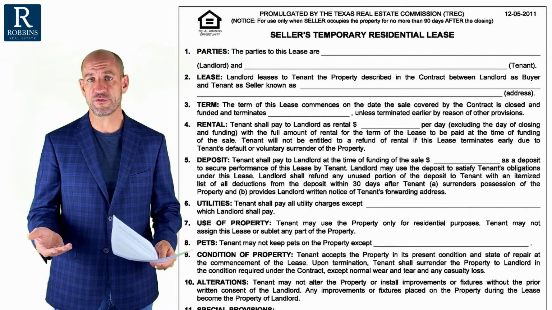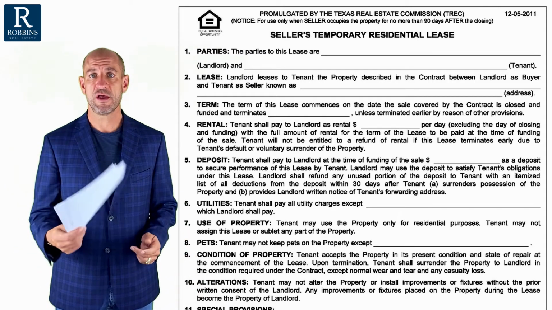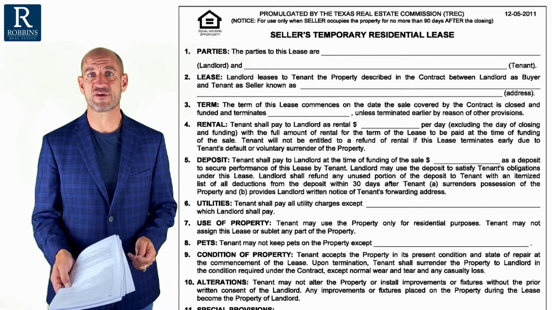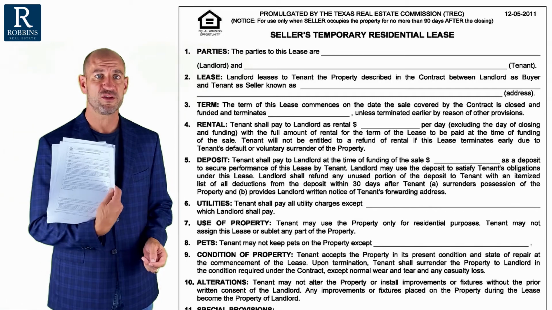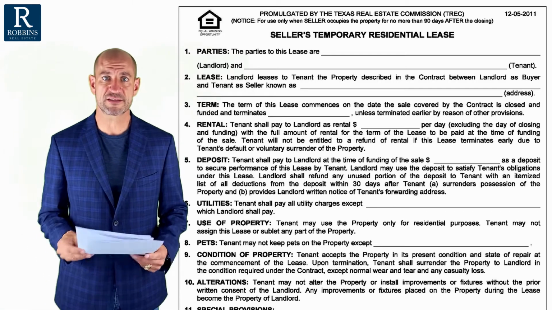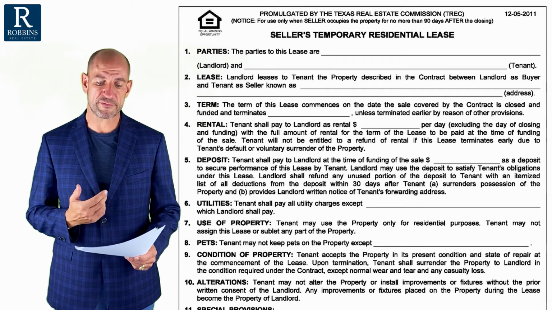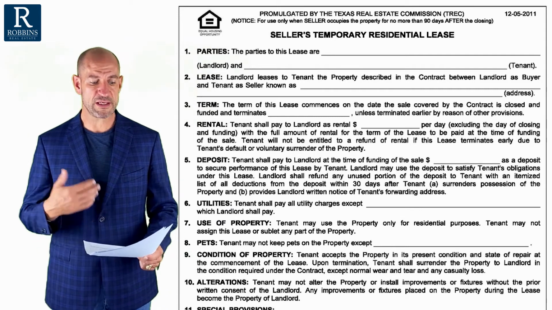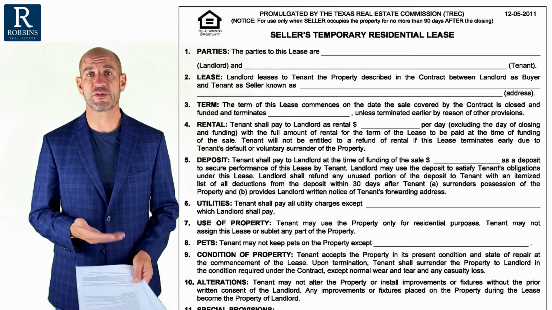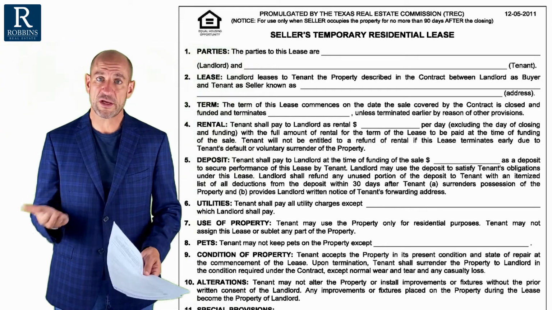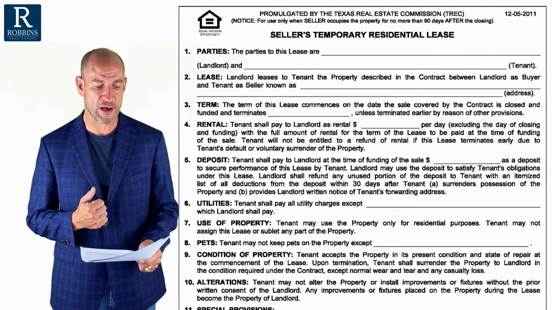Sometimes this can happen for a few days, sometimes a month or so. Anytime the seller is going to stay in the house after closing when they don't own it, you want to have a seller's temporary residential lease. So paragraph 1, there's a tenant, there's a landlord. Paragraph 2 gives the address of the property. Paragraph 3 gives the term of the lease. When is the lease up? What day will the seller actually move out?